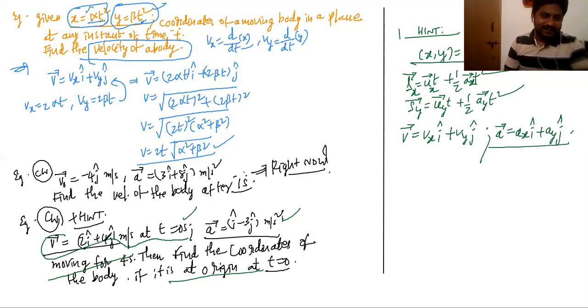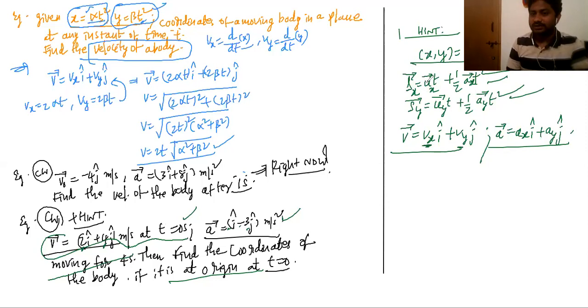So this is your vx, vy. This is your ax. Ax is 1, and ay is minus 3. So you know this, and you substitute here: this is ux, and this is uy or vy, anything. The initial velocity they gave in terms of v only, no confusions. So substitute ux, uy, ax, ay, and you get the two positions.